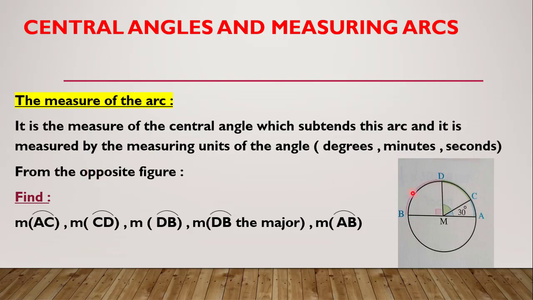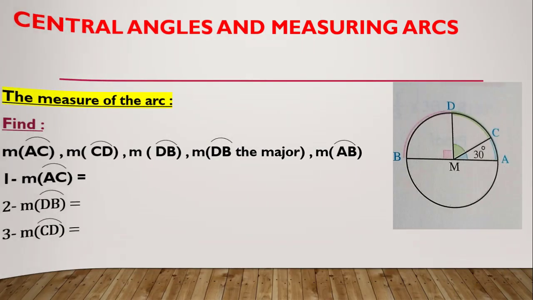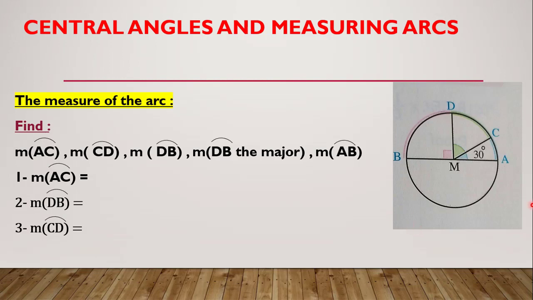From this figure we want to find the measure of arc AC, the measure of arc CD, arc DB, the major arc DB, and arc AB. Let's begin with the measure of arc AC. Look at the figure. This is the arc AC, and this is the central angle which subtends this arc. So the measure of arc AC equals the measure of angle AMC, so it will be 30 degrees.